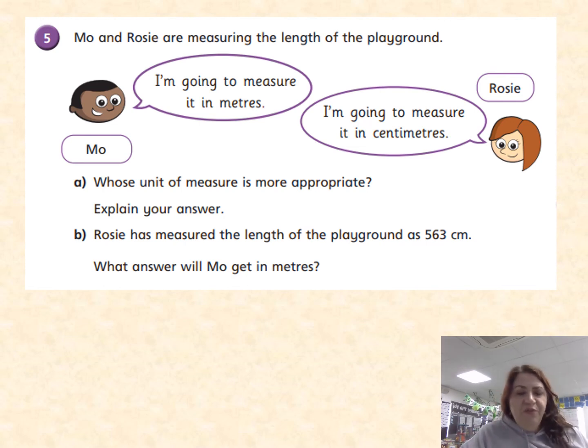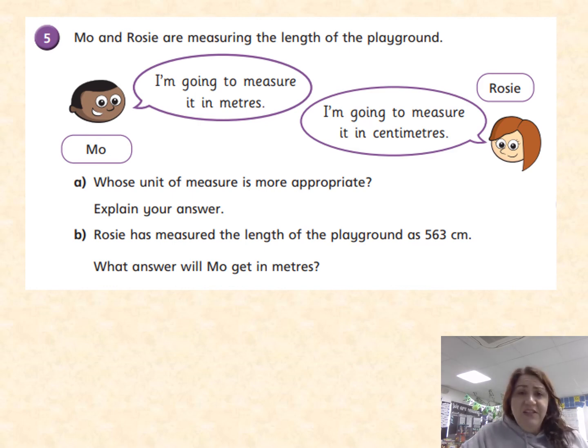Okay, we're going to finish off today with another problem. It's very similar to yesterday's. We've got Mo and Rosie today. Mo is going to measure, what are they measuring? The length of the playground. Mo would like to measure it in metres. Rosie would like to measure it in centimetres. Which of those do you think is the most appropriate answer? It's a definite one this time, isn't it?